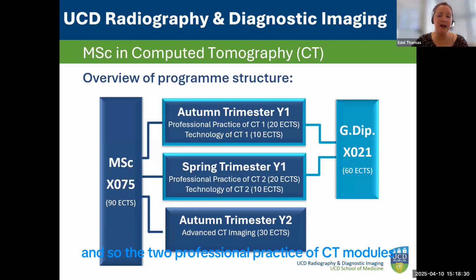The two professional practice of CT modules focus on things like clinical practice. The first module, professional practice of CT1, focuses on things like neuroimaging and spinal imaging. So the students would study different topics relating to the head, the neck and the spine, in relation to clinical practice and how to do protocols. What does pathology look like in the images? What is anatomy like in these regions as well?